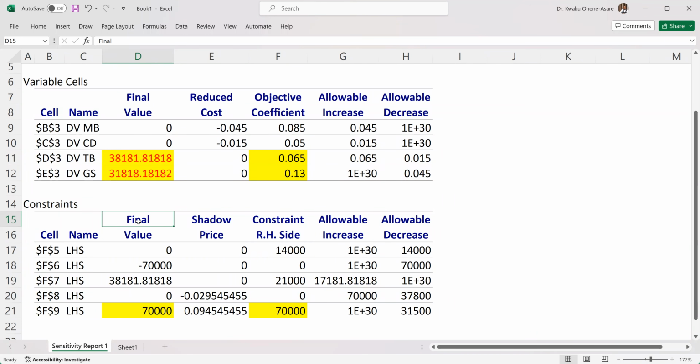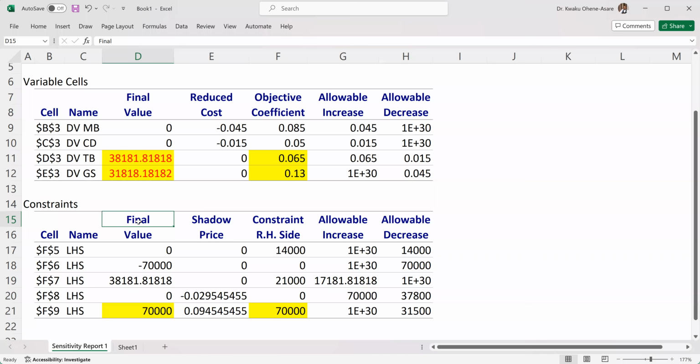Okay. So let's go back to my question now. What is the sensitivity range for municipal bonds? Guys, you should learn how to calculate the sensitivity range for every final value, whether it's of the variable cells or the constraint. Put it down. Learn how to compute every sensitivity range.